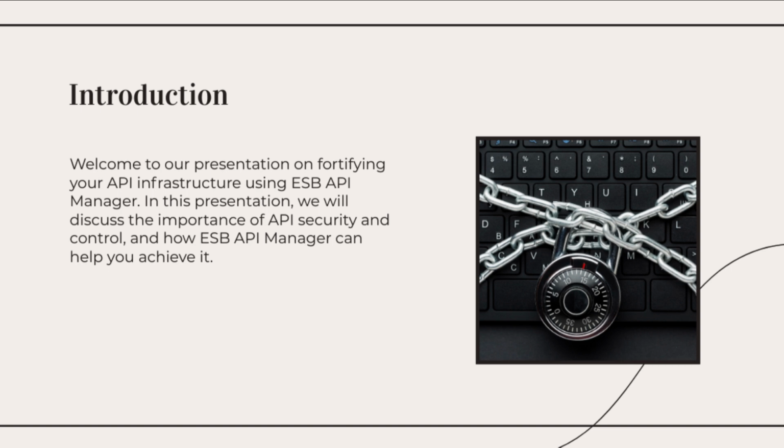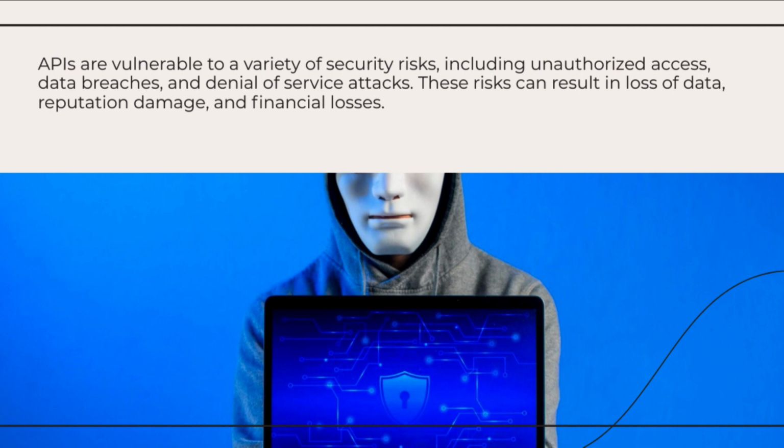2. Security policies and threat protection. ESB API Manager allows you to define and enforce security policies to protect against common threats and vulnerabilities. It includes features like rate limiting, IP whitelisting, and request validation to prevent abuse, protect against brute force attacks, and filter out malicious requests. You can configure policies to handle cross-site scripting, XSS, SQL injection, or other security risks.